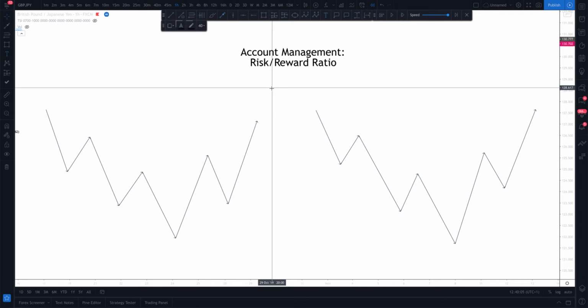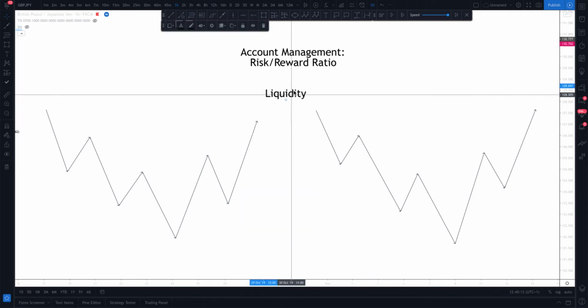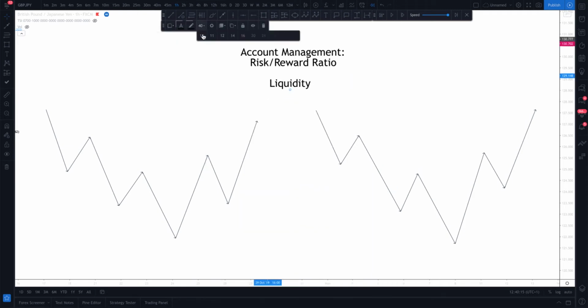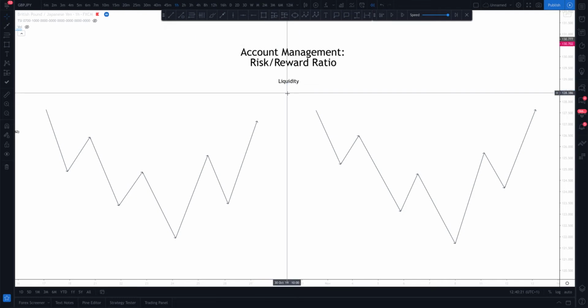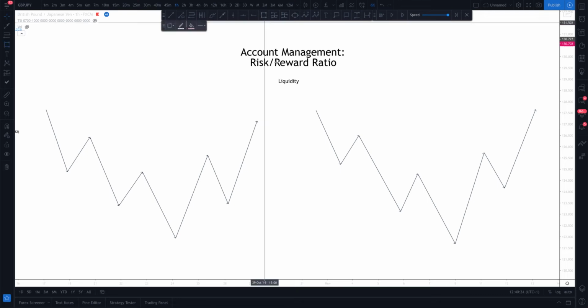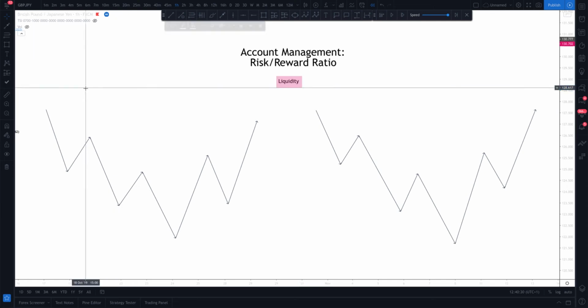Now, what liquidity is: orders, positions, money. Liquidity is basically money. And what I mean by that is above and below market structure lies money.